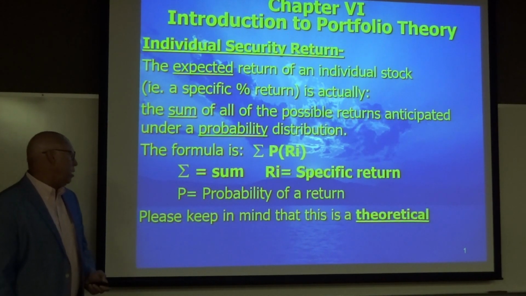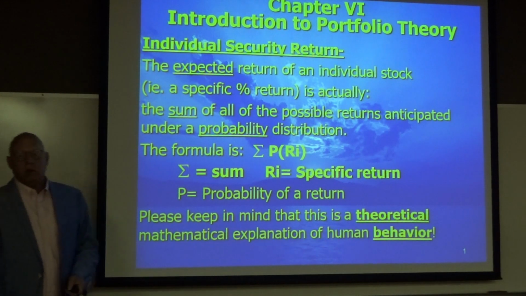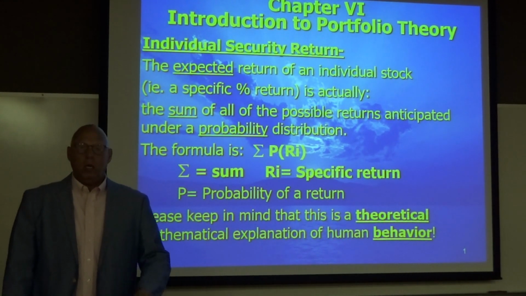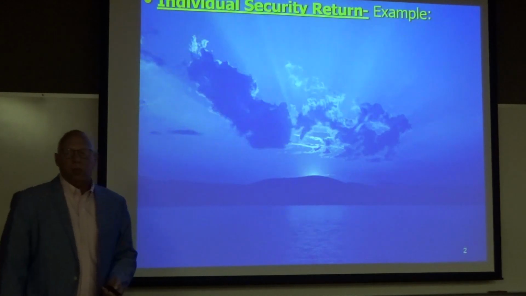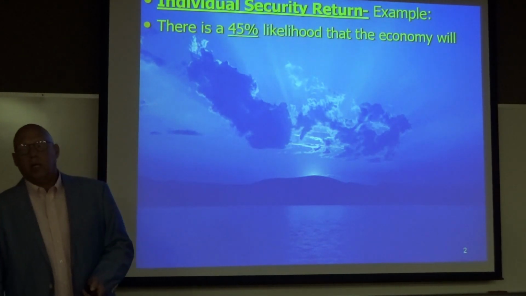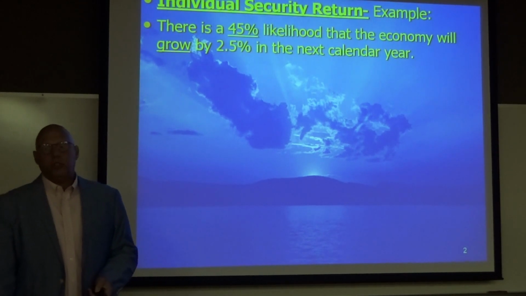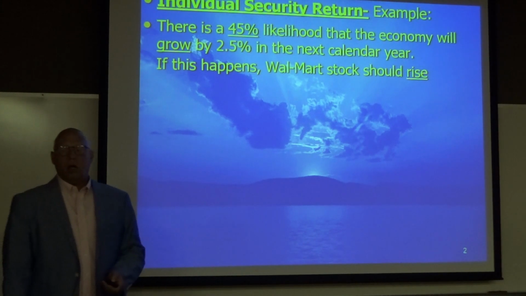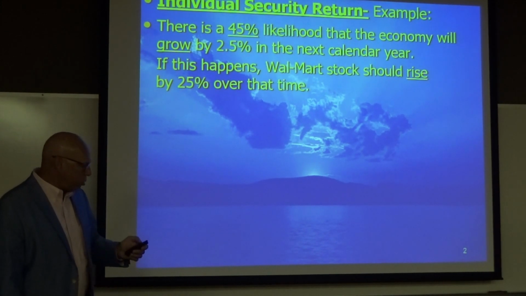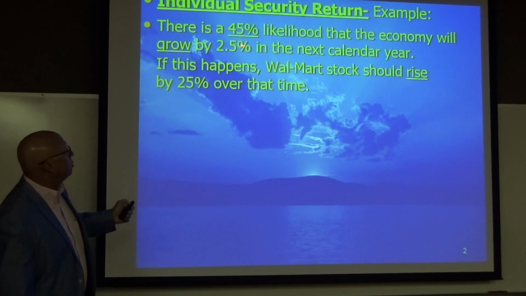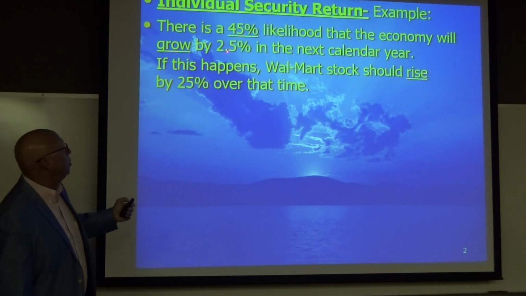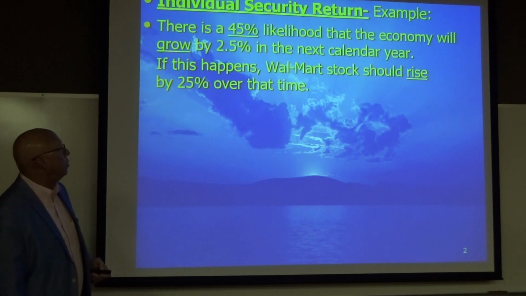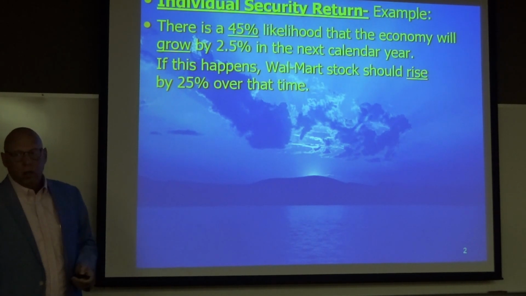All right, so let's take a look at an example. And again, as I just mentioned, keep in mind this is a theoretical, mathematical explanation of human behavior, and so it's not precise, it's not exact, but we're trying to explain a concept here, how things work. There's a 45% likelihood that the economy will grow by 2.5% in the next calendar year, and if this happens, Walmart stock should rise by 25% over this time. So what we have is an independent variable, which is the growth rate in the economy, and a dependent variable, which is Walmart's stock price. Walmart stock price is dependent on how robust the economy is, and if the economy grows 2.5%, Walmart stock will rise 25%, and there's a 45% chance of that happening.